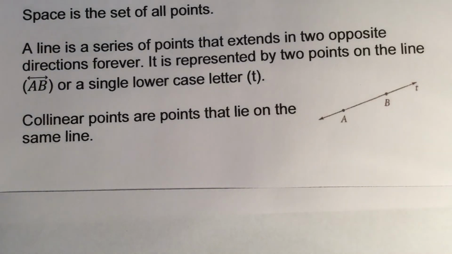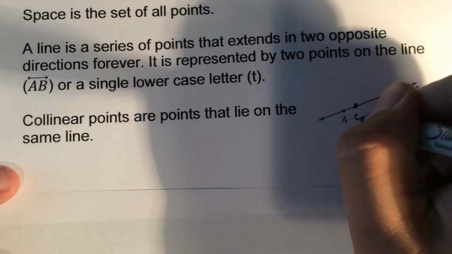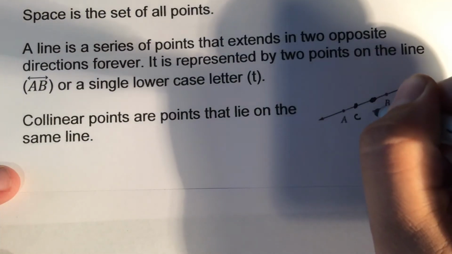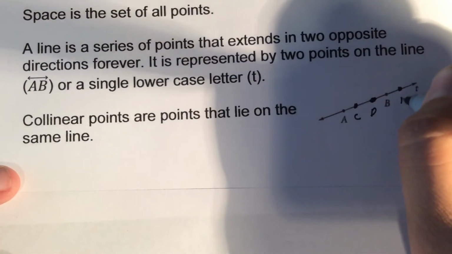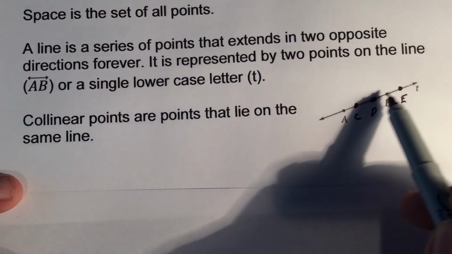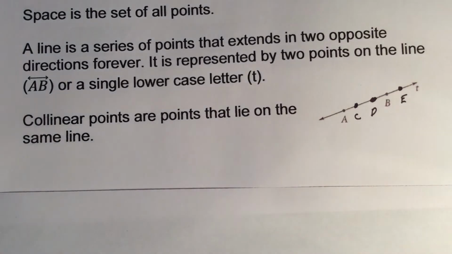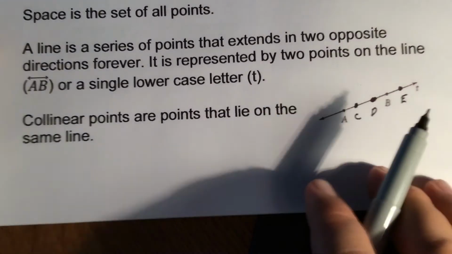Collinear points are all points that lie on that same line. So there could be, say, a point here that's C. There could be a point here that's D. There could be a point here that's E, and so on and so on. All of these points are on the same line, so therefore they are all collinear. So collinear just means same line.